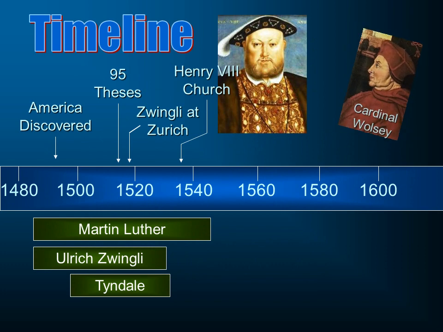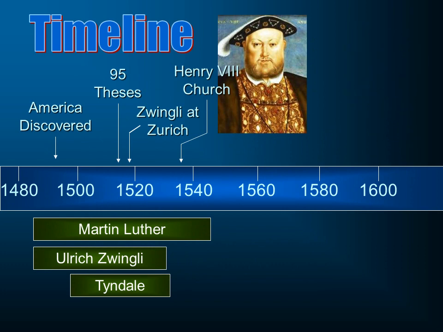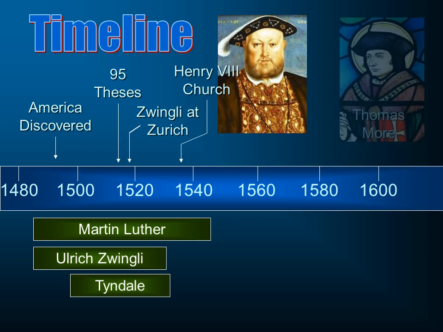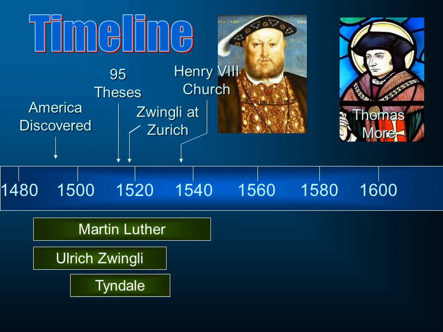So Wolsey does his best, but he is finally removed by Henry VIII. Look, you weren't working hard enough. You didn't do it. You didn't bring about what I wanted. And so Thomas More now becomes the new chancellor. He's also part of the Roman Catholic Church.